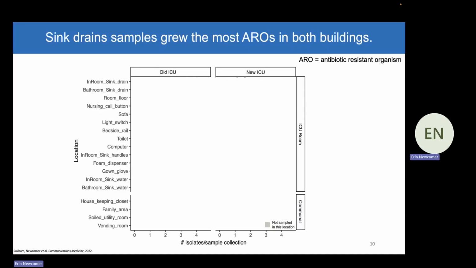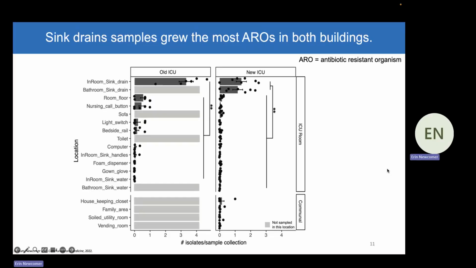First, I want to talk about where we are finding these AROs on these surfaces. What we're looking at here is how many isolates we were able to collect from a given sample at each of these locations along the y-axis. The dark gray are these isolates, by the way, and the light gray is if a sample was not collected at that site. What we can pretty quickly see is that the vast majority of the isolates we collected in this study are coming from either the in-room sink drains or the bathroom sink drains. We do find a number of other isolates from other locations like the floor, the nursing call button, and different locations in the room, but the vast majority and significantly more isolates were collected from sink drain sources.